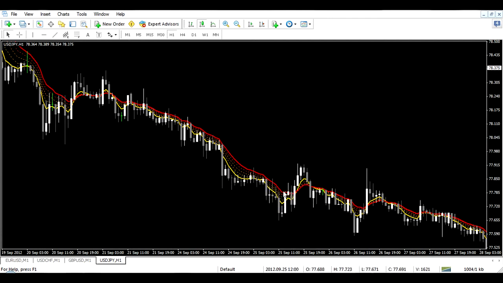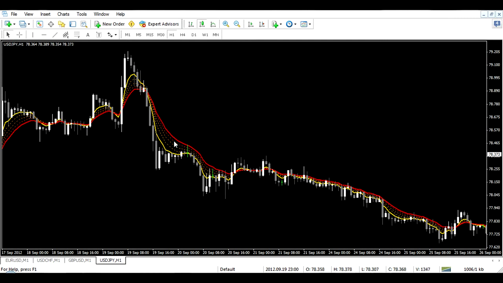Price came up, touched the 13, closed back below. This gray candle closes below. This one didn't go anywhere. Eventually, it did move in that direction, but again, the other indicators will come into play. Right now, we're just showing you how the ribbon itself functions.